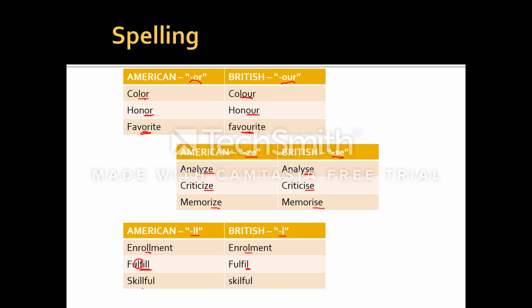Then skillful. For skillful, we have double L over here, but in British English, we have SKILFUL. So, don't forget, in American English, we get OR, but in British English, we get OUR. In American English, we use ZE, but in British English, we use SE. In American English, we use double L, but in British English, we use only one L. So let's move on to the next one.